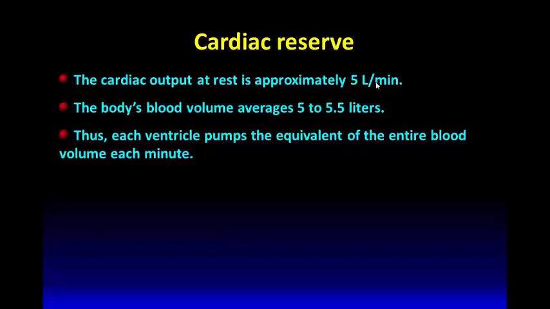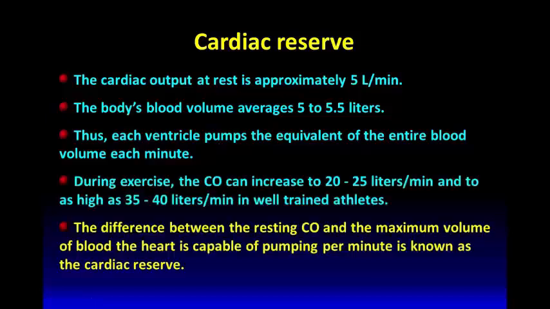So the left ventricle generates 5 liters in 1 minute ejected into the aorta. Similarly, the right ventricle pumps approximately 5 liters of blood into the pulmonary trunk. And as you all know, the body's blood volume averages approximately 5 liters in the body. Thus, each ventricle pumps the equivalent of the entire blood volume in each minute.